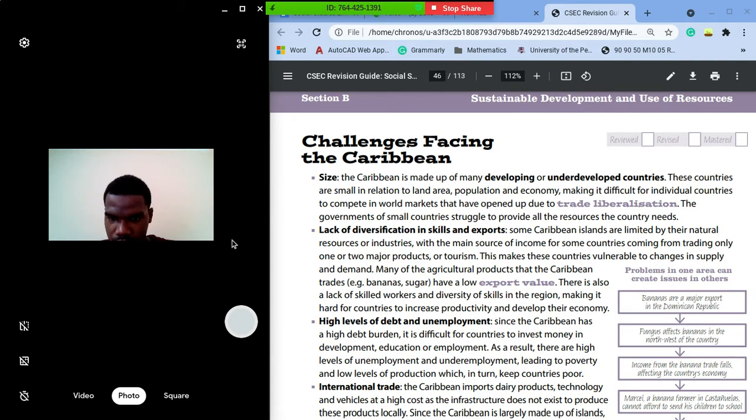They're not able to supply it. No. Low export value in terms of comparing banana export to alumina export. Which one would you say is more valuable?